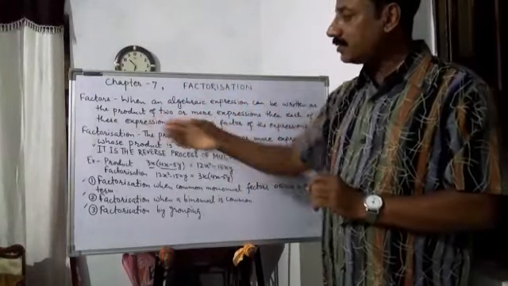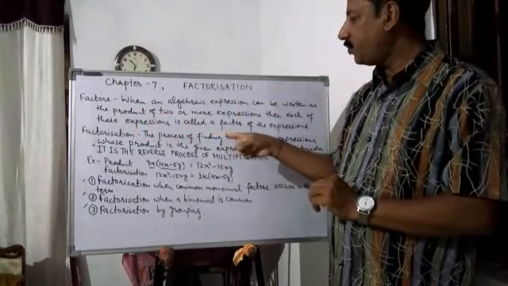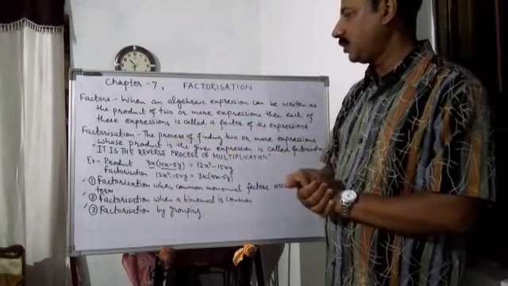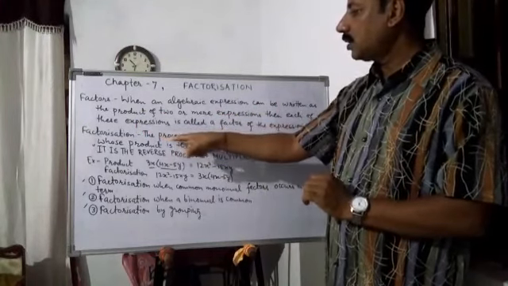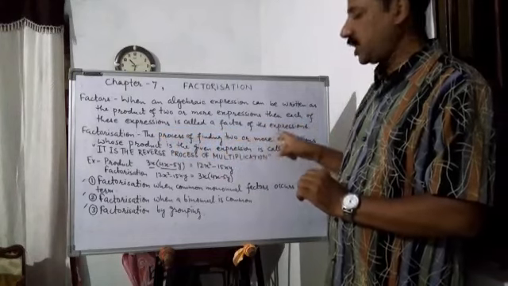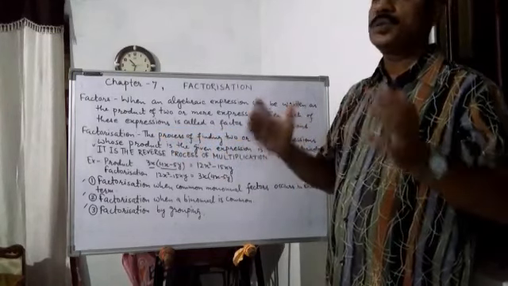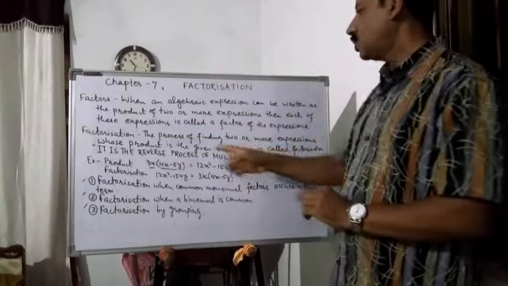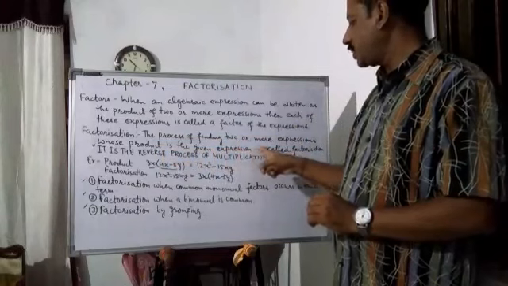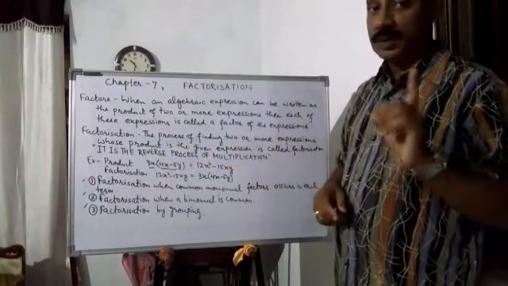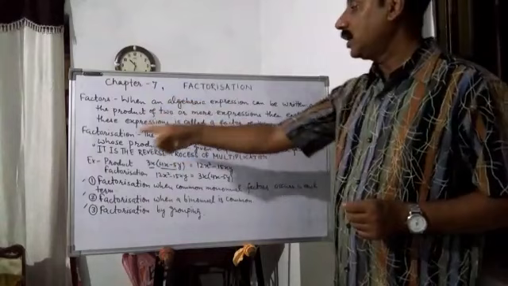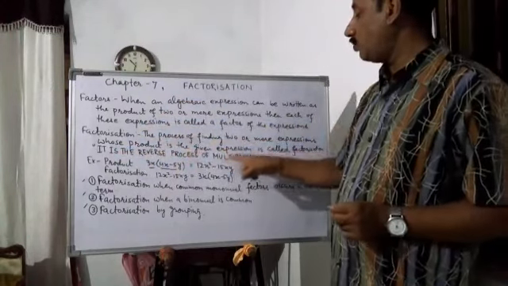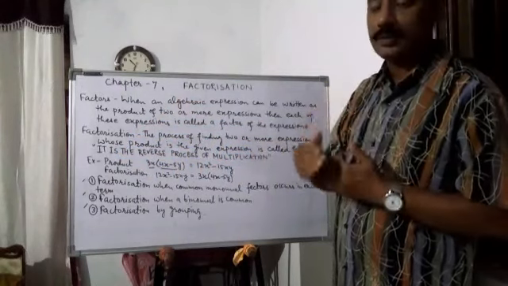Now what is factorization? The process of finding two or more expressions whose product is the given expression. We have to find two or more expressions from the given expression whose product is the given expression; this is called factorization. One more thing, it is very important: it is the reverse process of multiplication. It is just the opposite of multiplication.